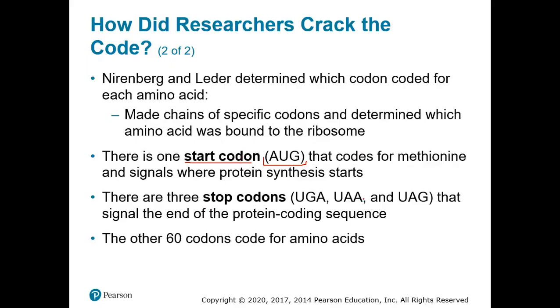Now, once we are done, once that message is over and we need to stop making our protein, that's when we run into a stop codon. And there are 3 different stop codons, but just like the name suggests, this is going to say, we're done. Stop reading the message, stop protein synthesis. Now, the other 60 codons that we're going to run into are going to code for some sort of amino acid. And remember, there's 20 different types of amino acids.